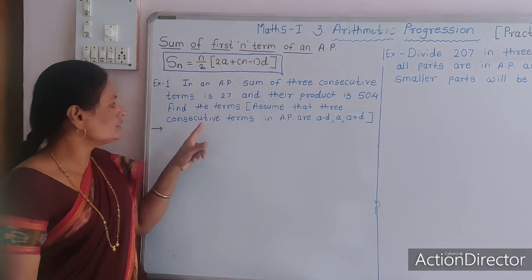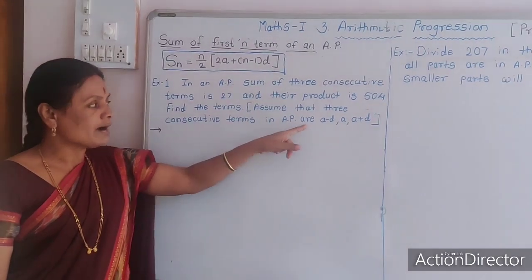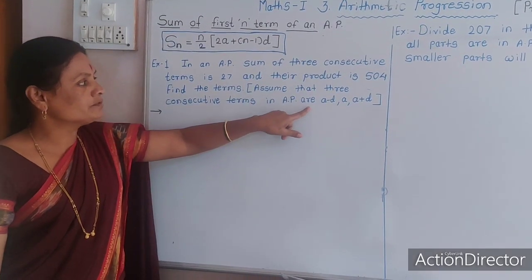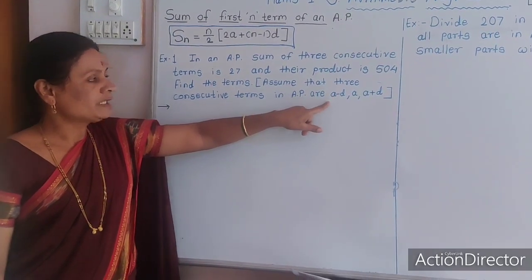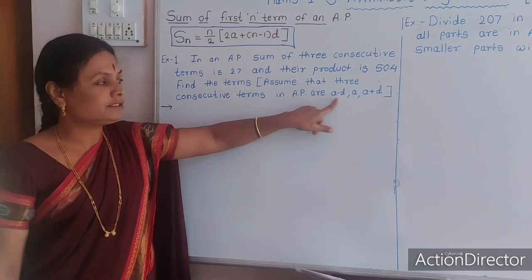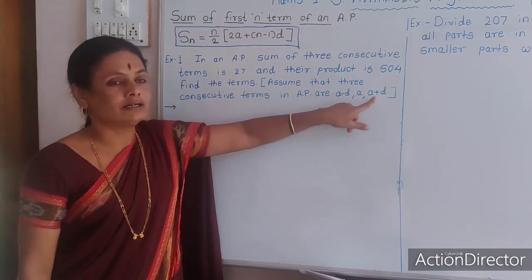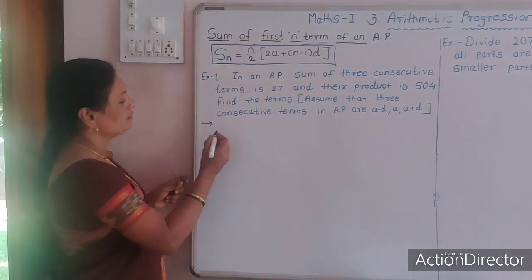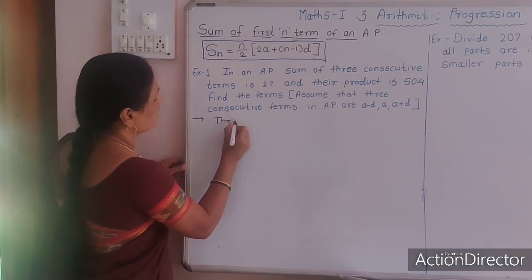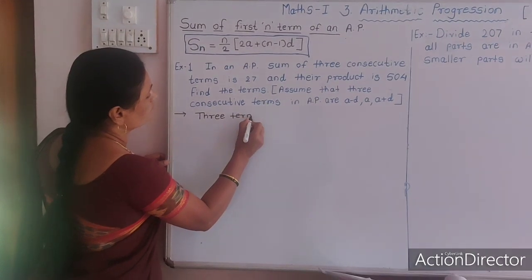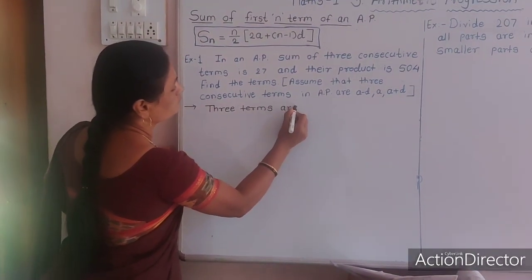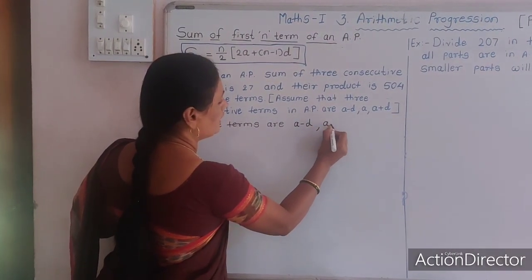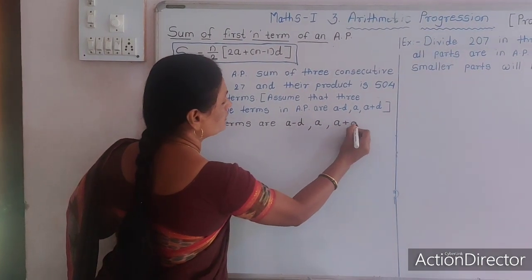Here we have one hint. Assume that the 3 consecutive terms in AP are a minus d, a and a plus d. The first term is a minus d, the second term is a and the third term is a plus d. So first we write: the 3 terms are a minus d, a and a plus d.